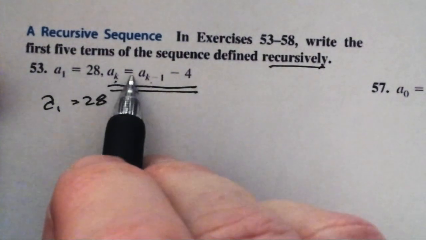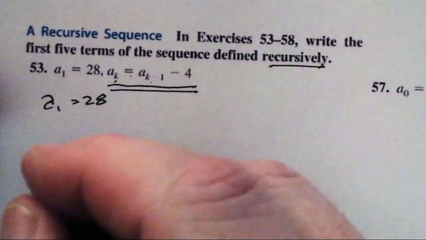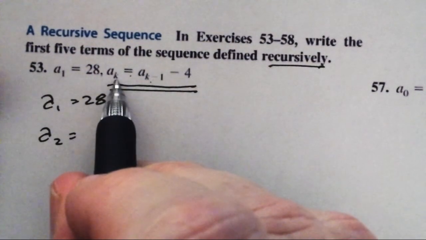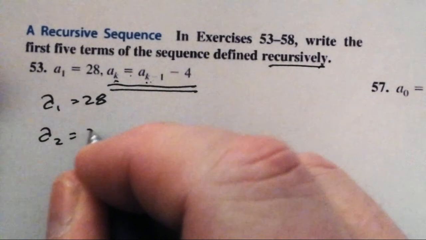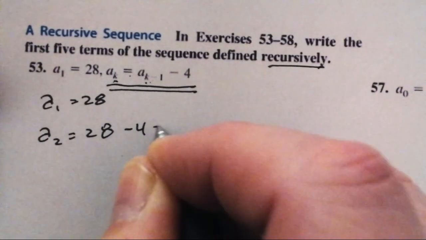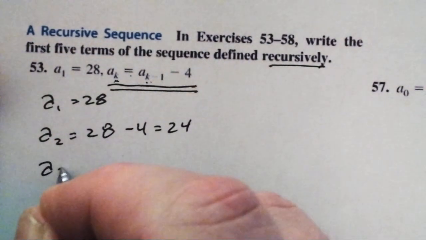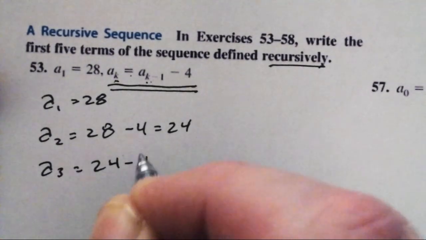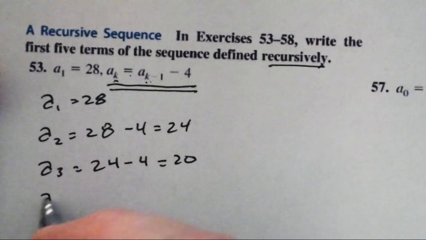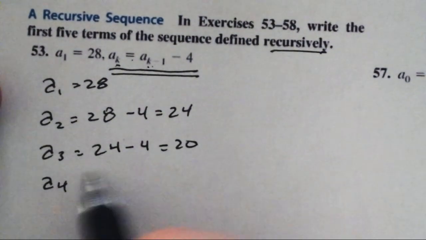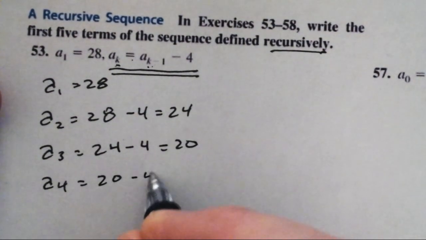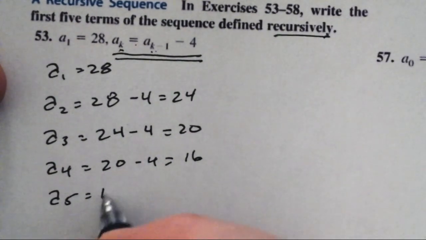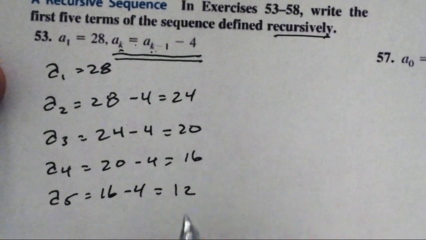So the 7th term would equal the 6th term minus 4. And the second term, that's when k is 2, would equal the first term, which is 28, minus 4. The third term equals the term before it, minus 4. The fourth term equals the term before it, which is 20, minus 4. The fifth term equals the term before it, 16, minus 4.